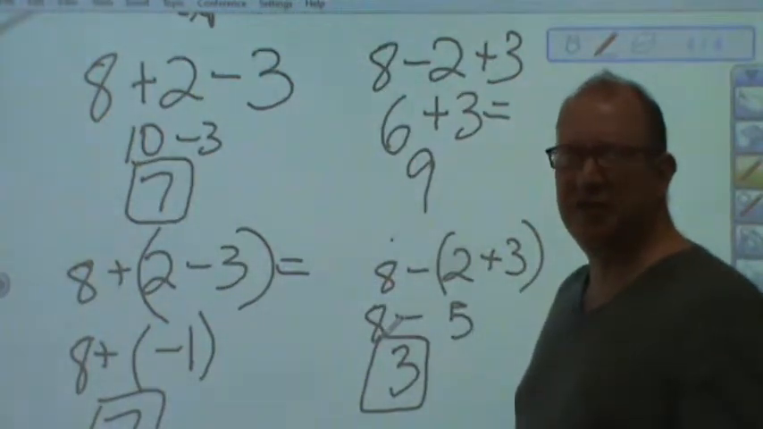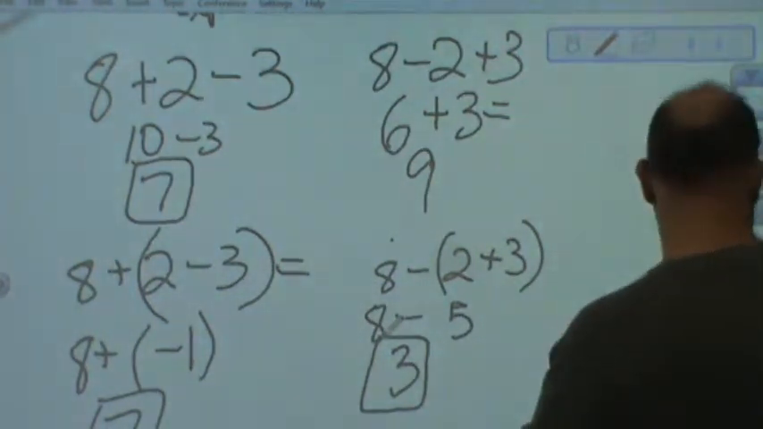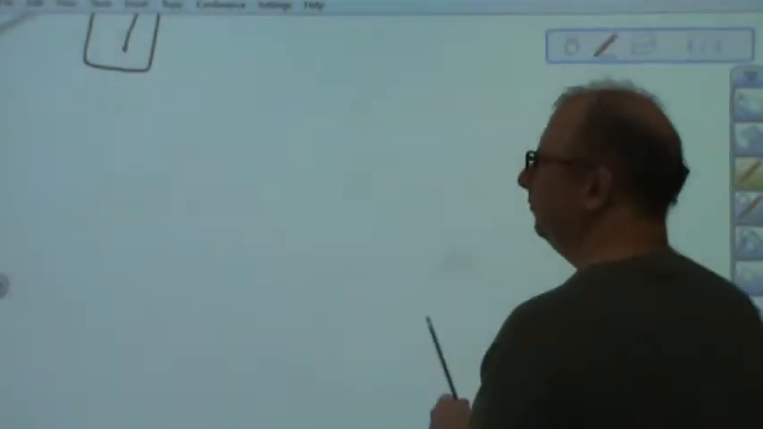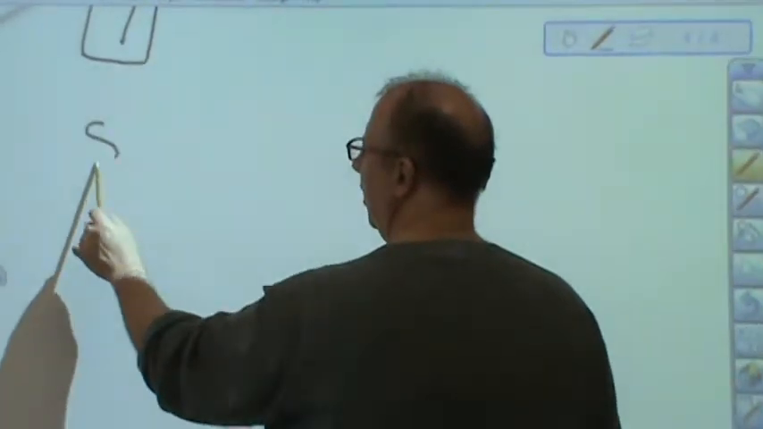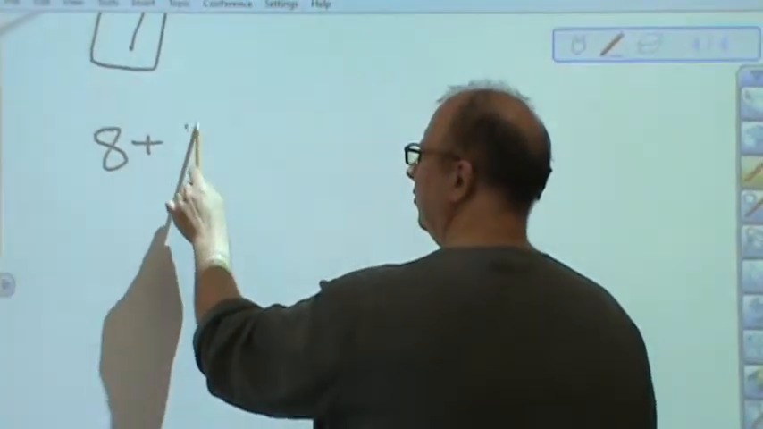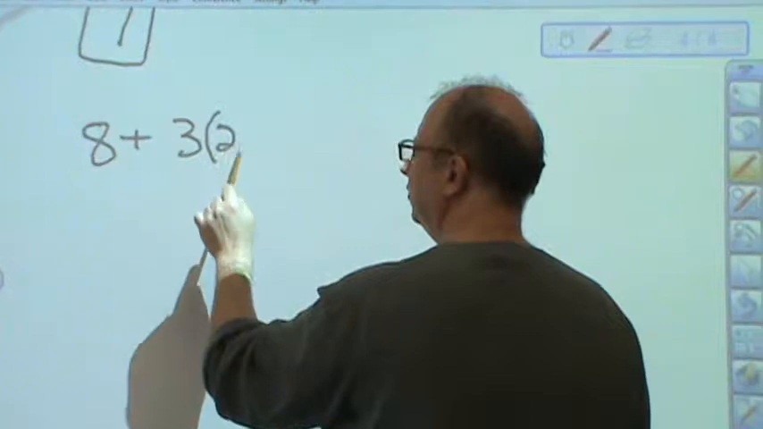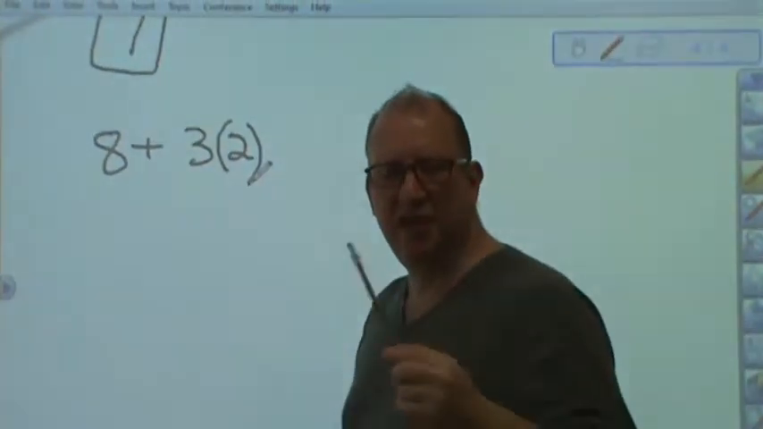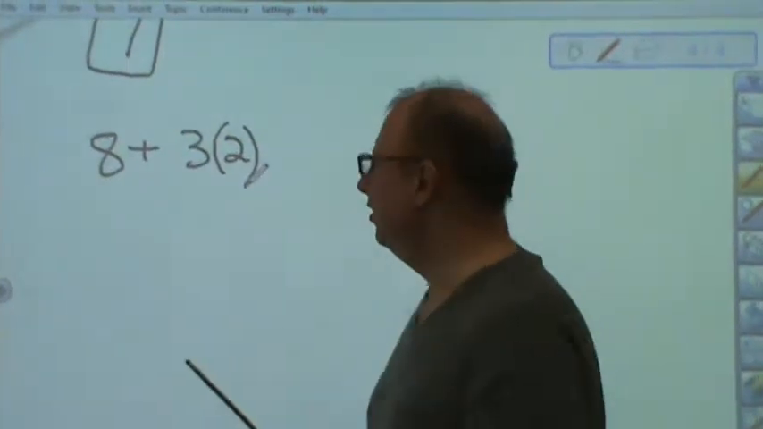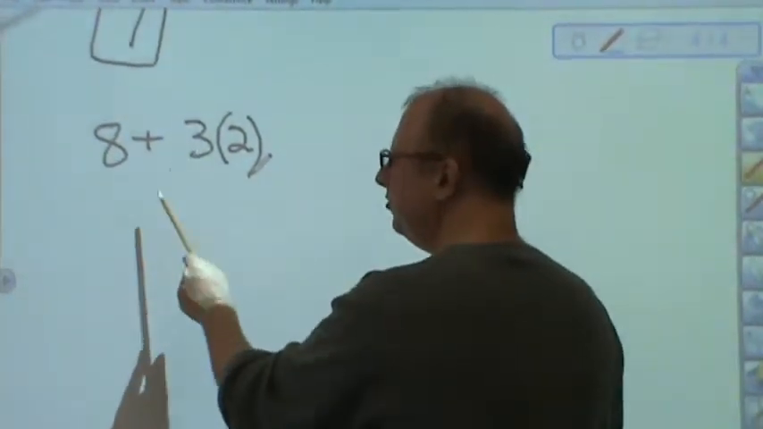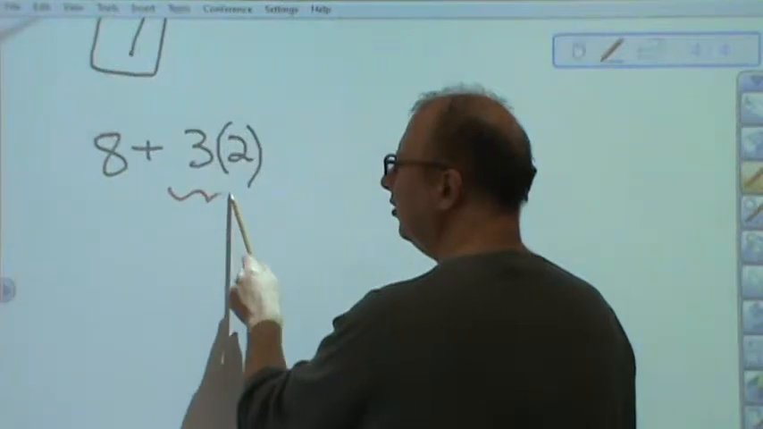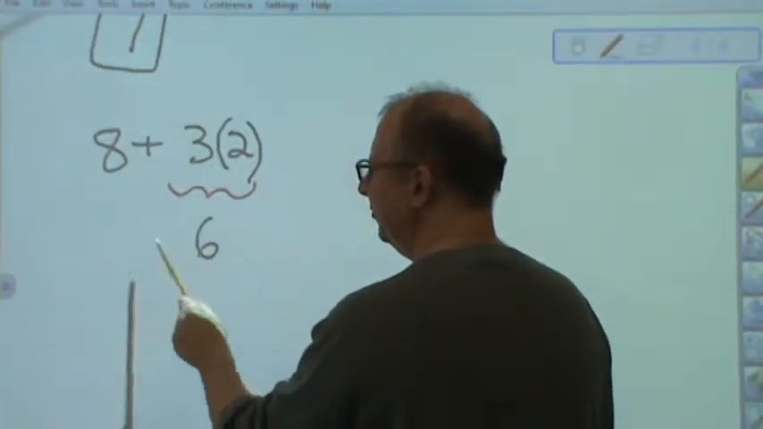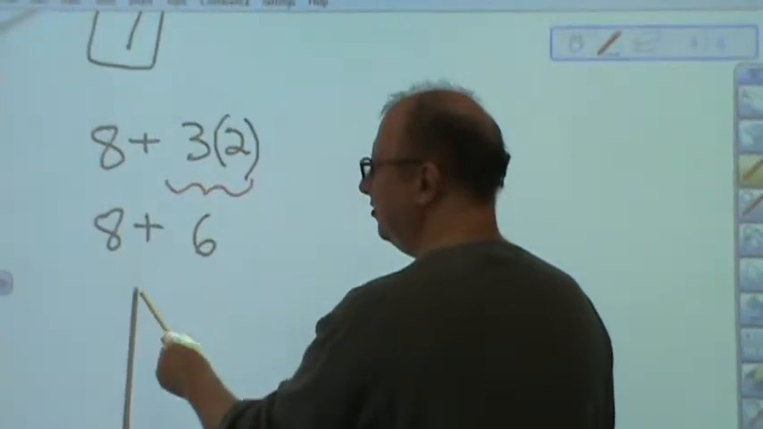Let's add in the next piece, multiplication. Eight plus 3 times 2. Let's add in just the multiplication piece. 8 plus 3 times 2. Multiplication comes first. So 3 times 2 is 6. So 8 plus 6 is 14.